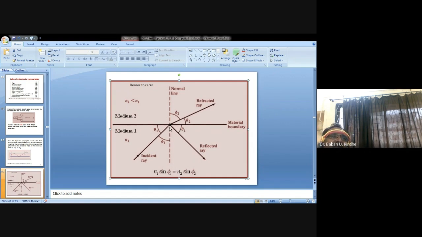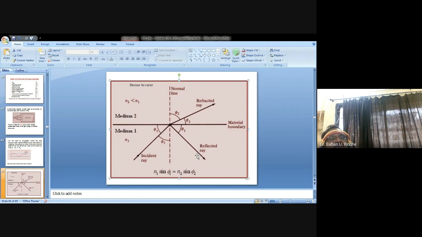Therefore, we get phi 1, and we are talking about the critical angle. Okay, suppose the critical angle is 45 degrees. Then the rays pass through the material boundary along this, at 90 degrees, forming theta 1 as 90 degrees. If your phi 1 is less than the critical angle, then you get total internal reflection, with no refracted rays. Total internal reflection, you already studied that concept in physics also.